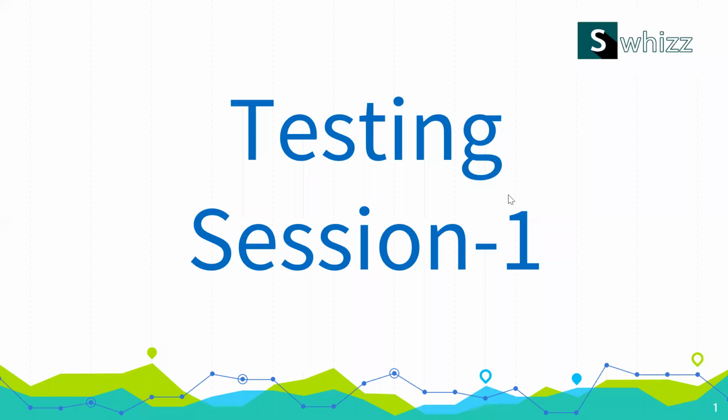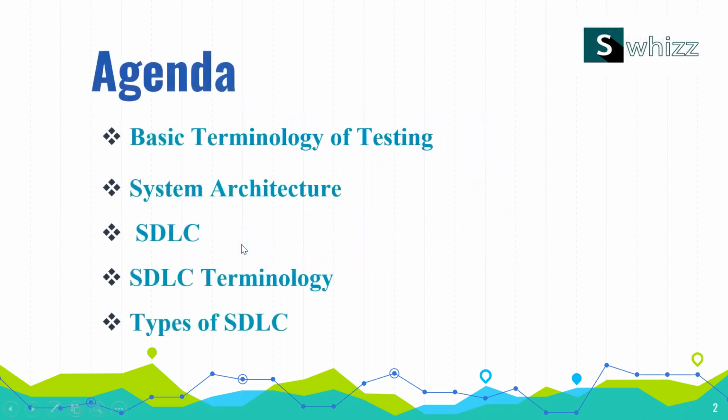Okay, so in yesterday's class, what we have done is discuss a few things about testing: why it is necessary, what parameters we need to consider while performing testing, and how to find the quality of the software. These are the things we have discussed. So in today's session, let's move on with this agenda.